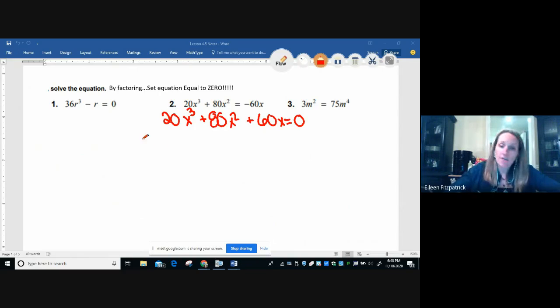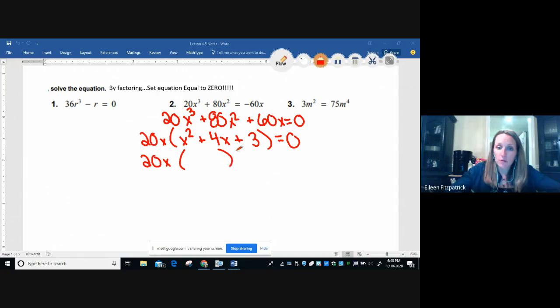The GCF is a 20x, so I'm going to factor out a 20x. I'm left with x squared plus 4x plus 3. I have a trinomial, so I'm going to try and see if that can factor into two binomials. Reverse FOIL, guess and check. So what two numbers multiply to give you a positive 3 and add to a positive 4? You're going to have a 3 and a 1.